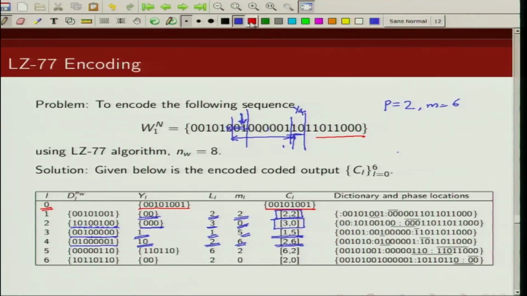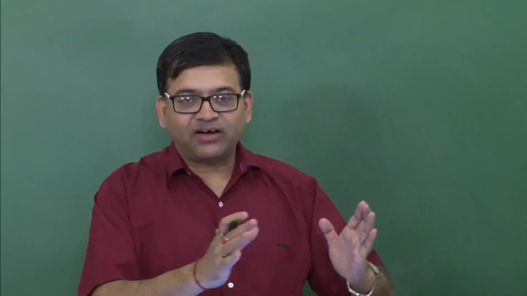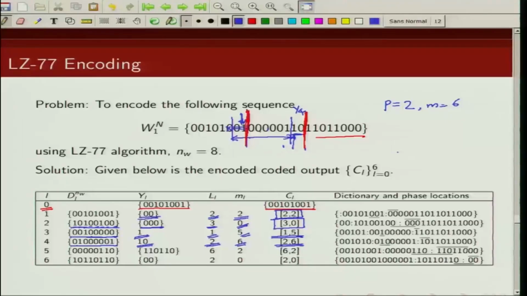So my new dictionary now is this one. Note that the dictionary is sliding across the sequence that we are trying to encode. You can see 00000110. That's my new dictionary. Now we again follow the same procedure. Let's see the match. 1. Let's just clean up a little bit. So this is my new dictionary, right?